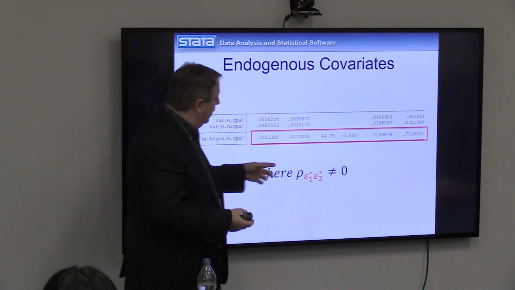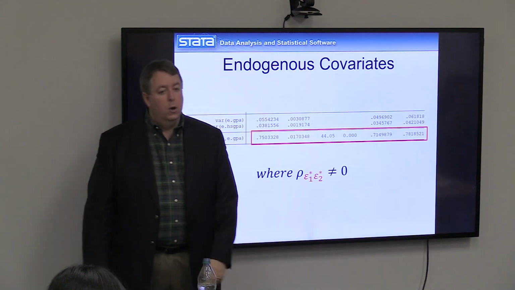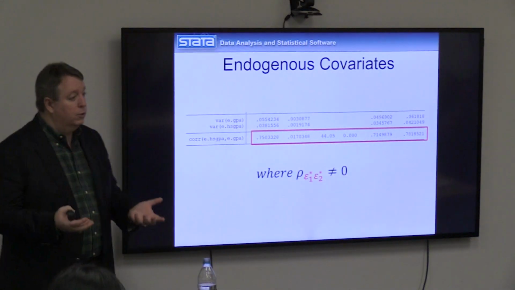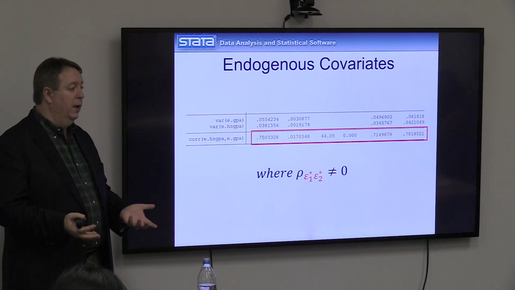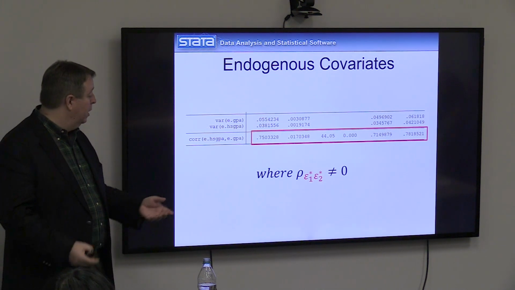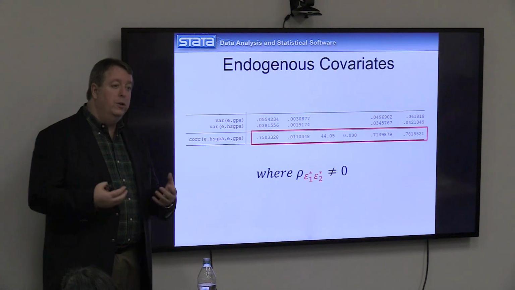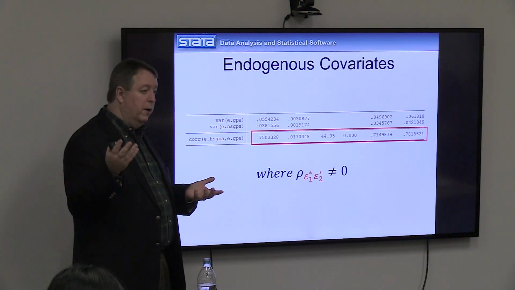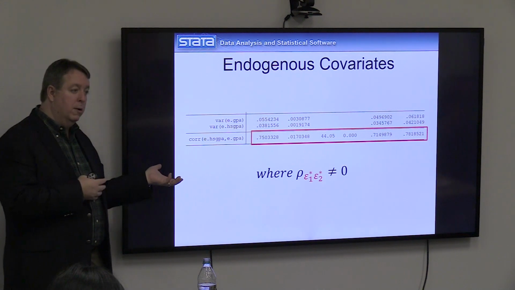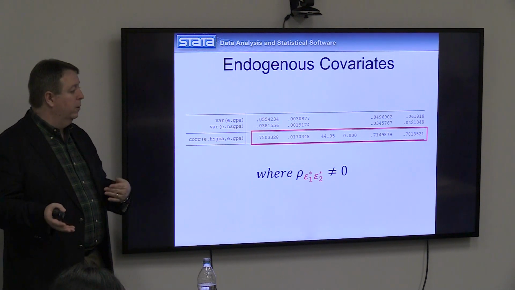And the p-value in this case is 0.000. What this is telling me is that there is correlation between these error terms, which is by definition endogeneity. We're back to just the definition. So what this is telling us is that we do have this problem of endogeneity. High school GPA is correlated with the error terms, and we need to fit this sort of a model as opposed to our plain old linear regression model.